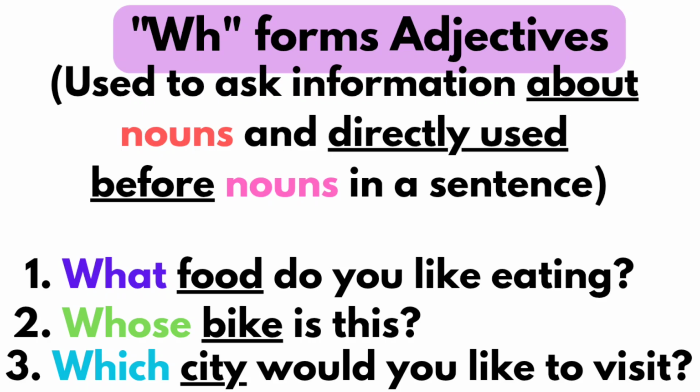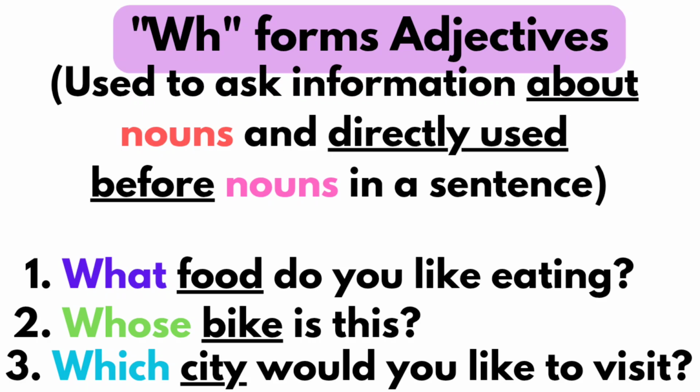We'll see examples. First one, what food do you like eating? So in this sentence, food is an uncountable noun, and before the uncountable noun food, we use what. Here, what is used to ask information about the noun, right?